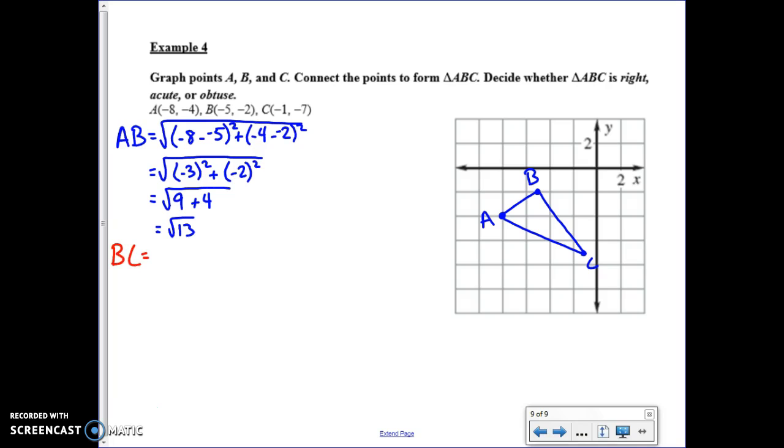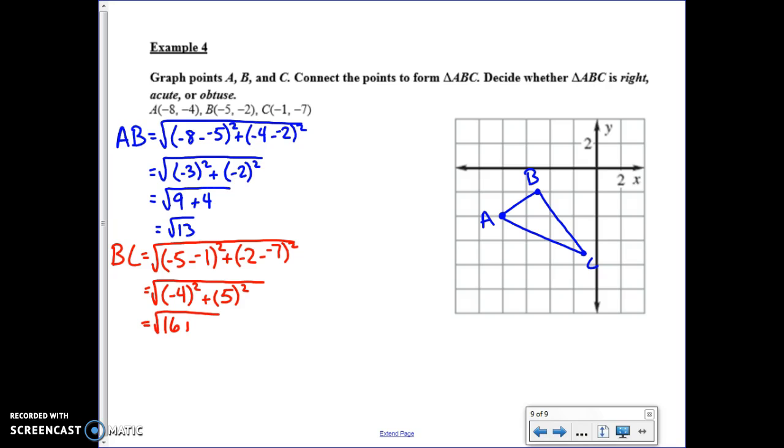Okay, I'm going to do BC next. So big square root, subtract the x value. So -5 minus -1. And then subtract the y value. So -2 minus -7 squared. So -5 minus -1 is like -5 plus 1, so -4 squared. -2 minus -7 is like -2 plus 7, so I get 5 squared. -4 squared is positive 16. 5 squared is 25. So I get the square root of 41 here.